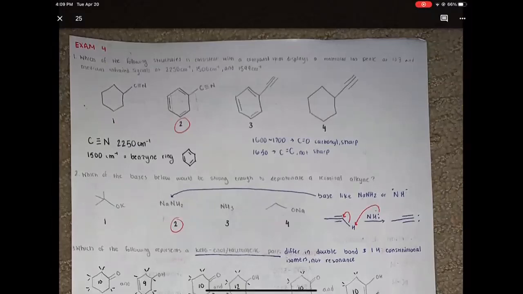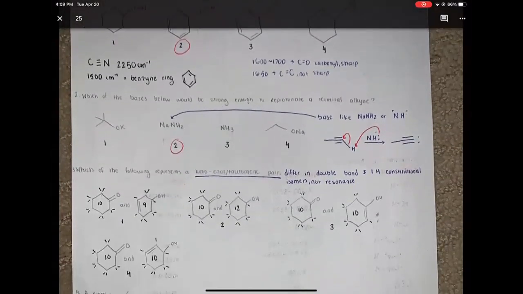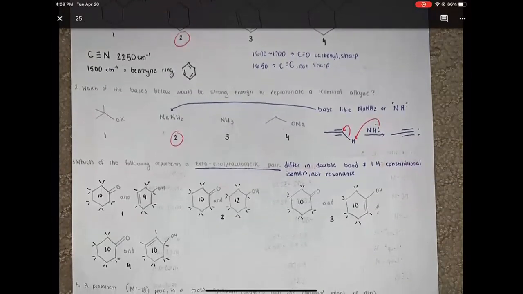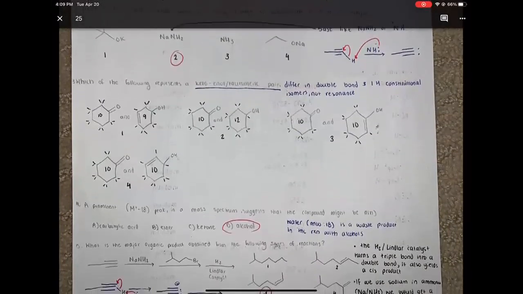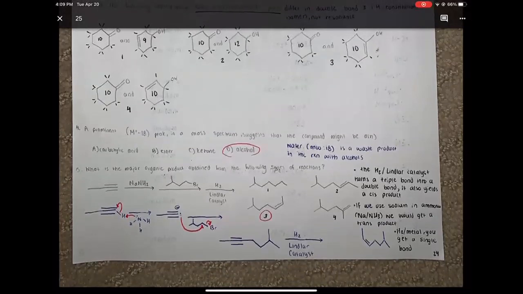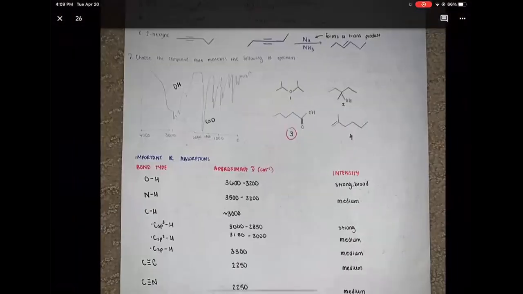Okay, that is medium infrared stuff, that's NMR stuff. Which of the bases below would not be strong enough to deprotonate? Okay, we have done that before. You guys did keto-enol. Okay, question 4, a prominent, oh no, never mind. You guys wouldn't need to know that either. But I remember that was such a fun question to do for myself. Which of the, okay. You guys wouldn't need to know that either.